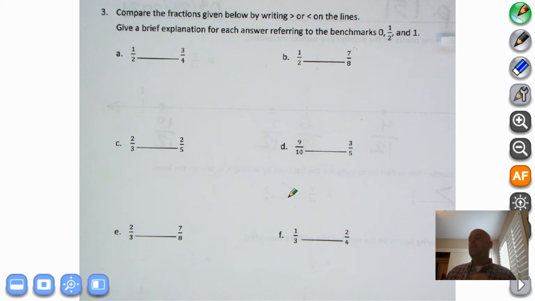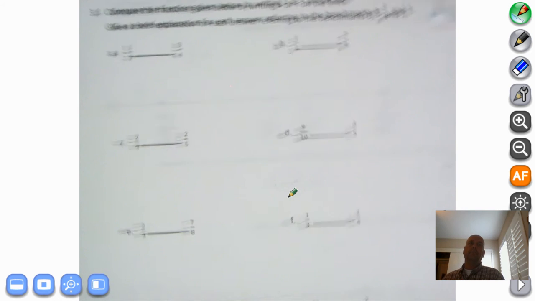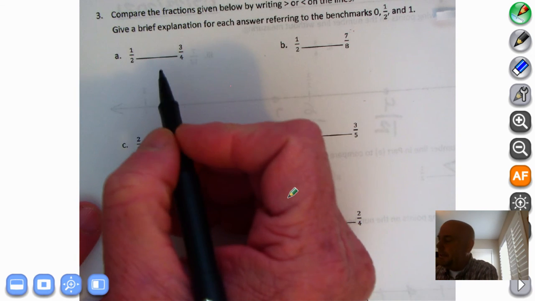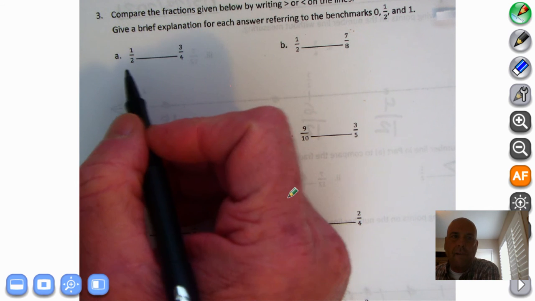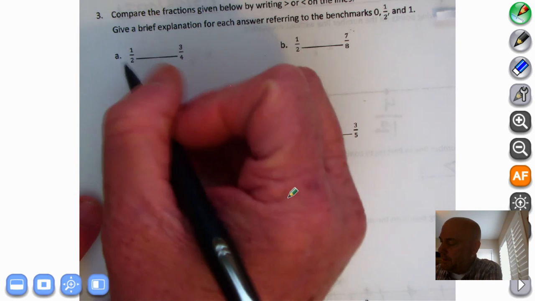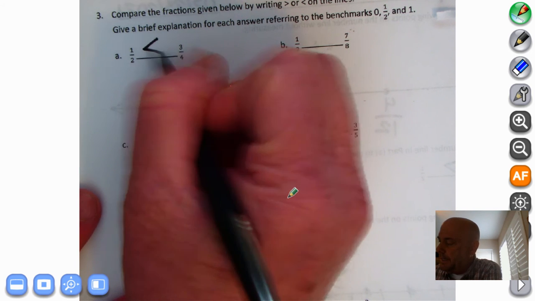All right. So we have 1/2 right in the middle, and then we have 3/4. Well, what do you think is going to be greater, 3/4 or 1/2? You realize that 3/4 is closer to 1 because we use the benchmark 1/2. We would say it is greater.